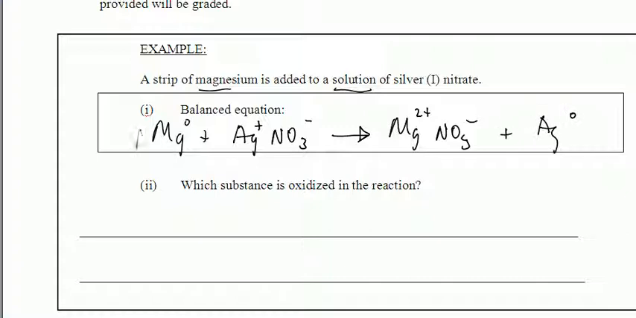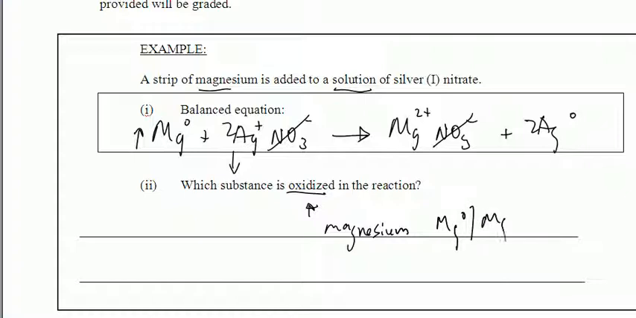Ag's got to go down in charge. Mg's going up, Ag's going down. Connect and cancel. Balance charge. And the substance who's being oxidized is the one who goes up in charge. And that, in this case, is magnesium. It goes from Mg0 to Mg2 plus. It's oxidized. It's also the reducing agent. This will always be the example for this section.